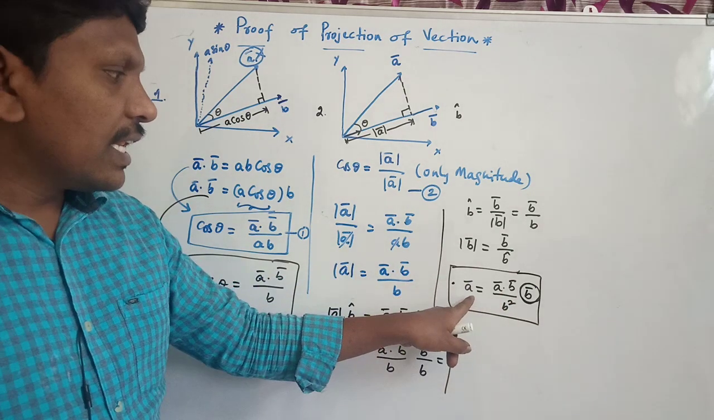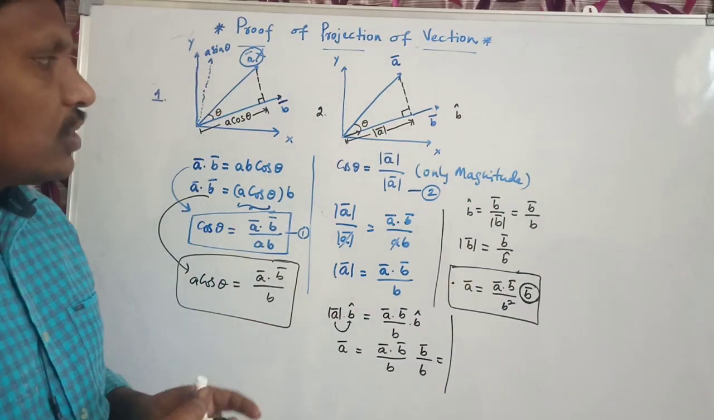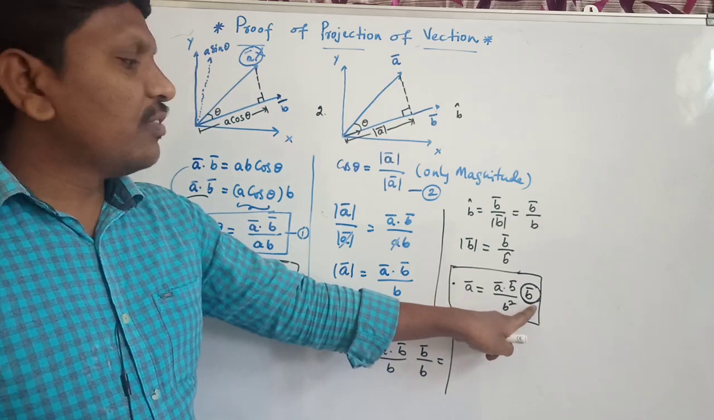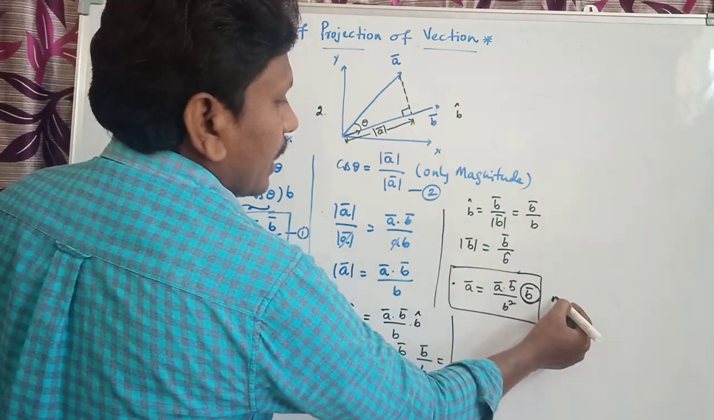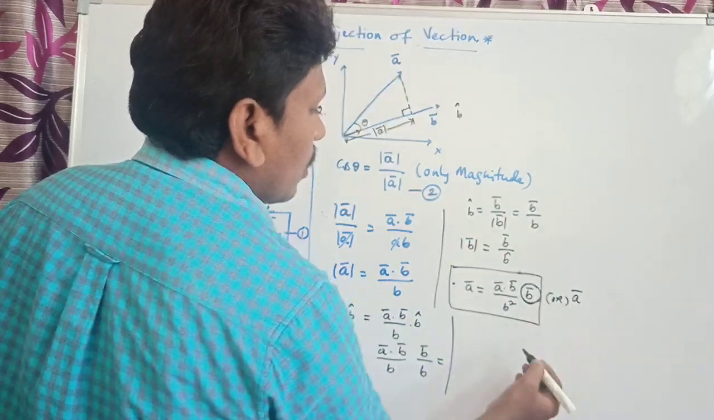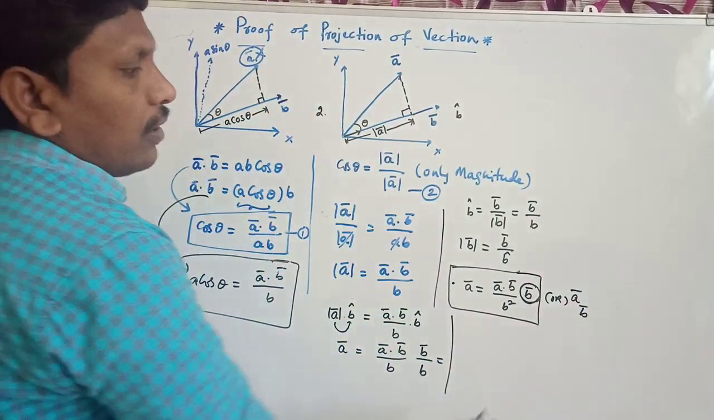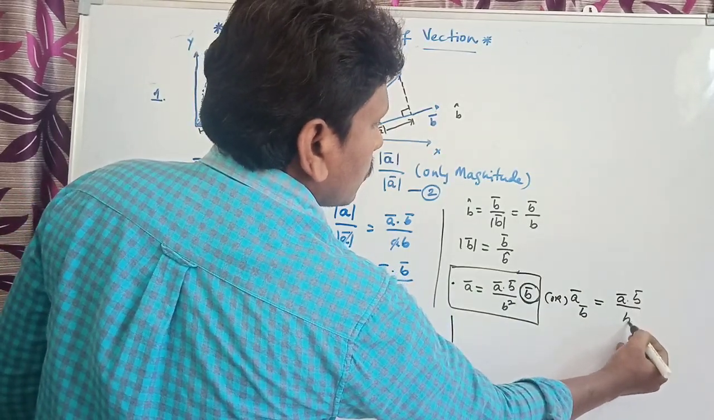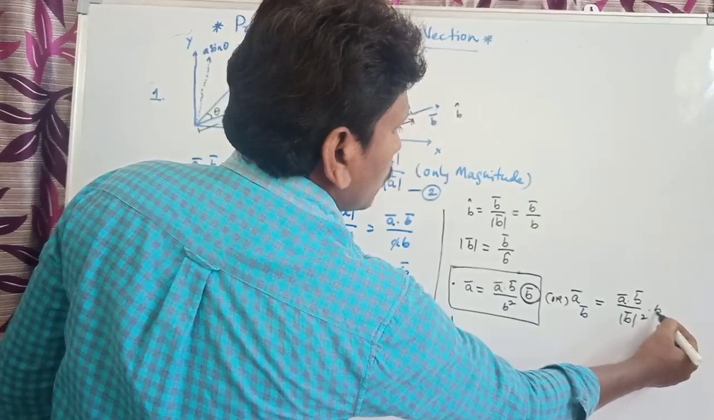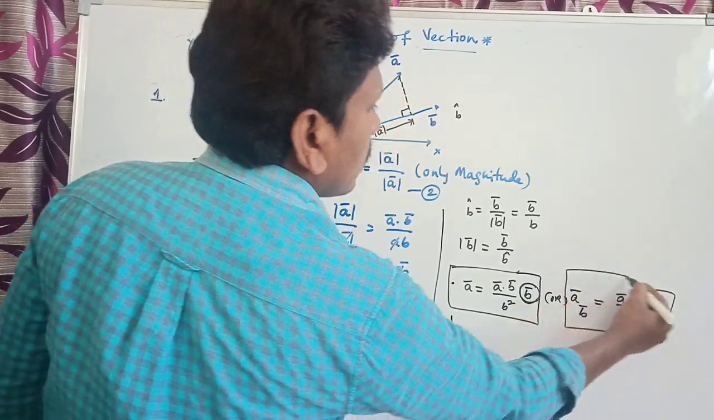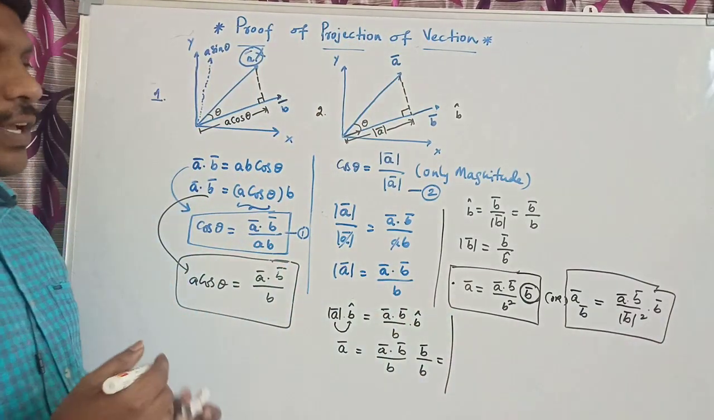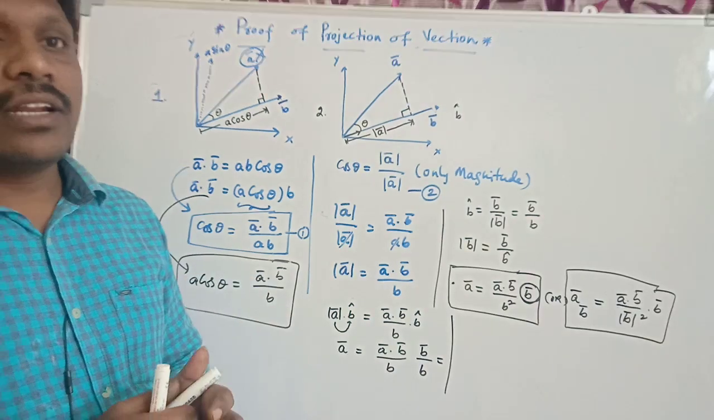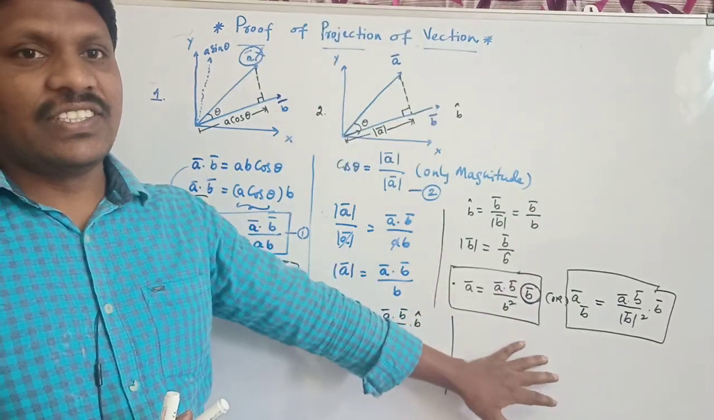So there is clear evidence of how the a vector is projected along the direction of the b vector. This equation we can write as a bar dot b bar by mod b bar square into b bar. So this is how we can simply understand the projection of a vector, and already we have proved that. Okay, thank you.